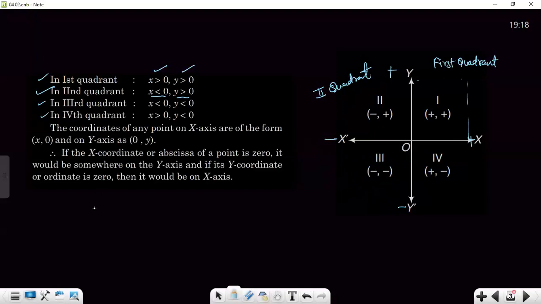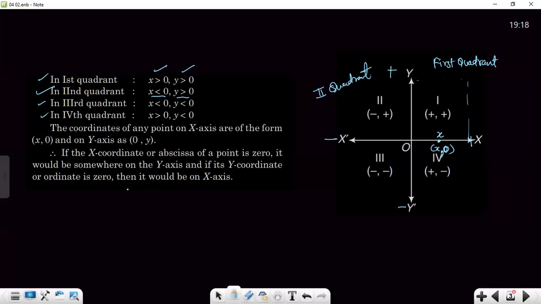Coming to the next, as we have talked earlier, if there is any point x distance away from the origin, it is x distance away from the y-axis, but it is lying on the x-axis. So its y-coordinate will be 0 because its distance from the x-axis is 0.